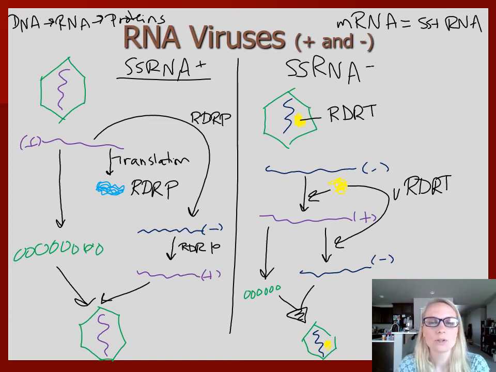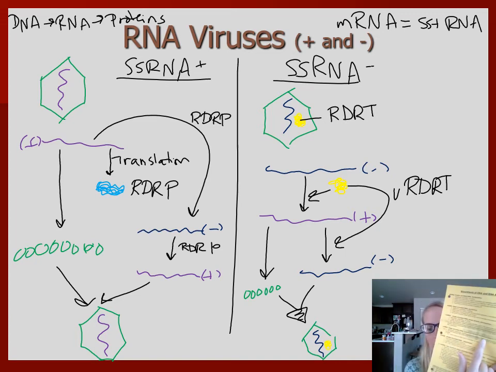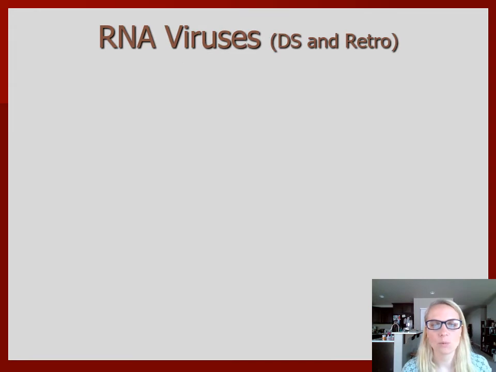All right, so those are our single-stranded RNA viruses, positive and negative strands. Okay, so we've covered that. So single-stranded RNA positive was coronavirus. Single-stranded RNA negative example is rhabdoviruses. Okay. Then the last slide is going to be some RNA viruses, which are double-stranded and retroviruses.